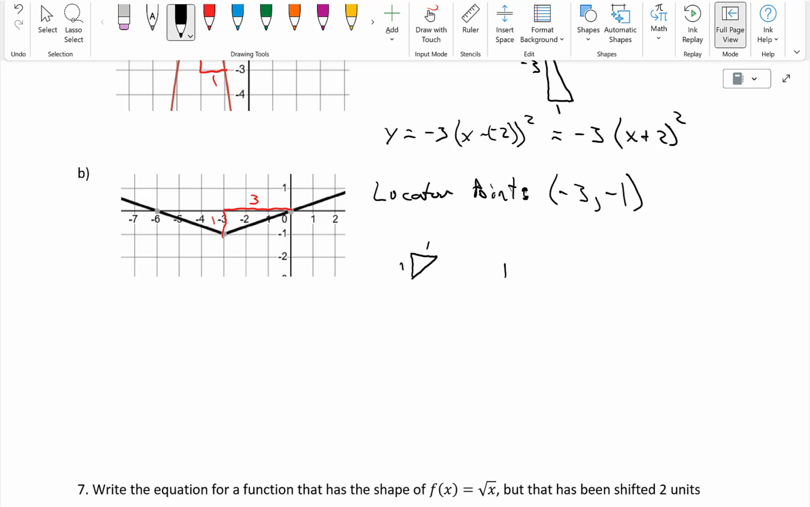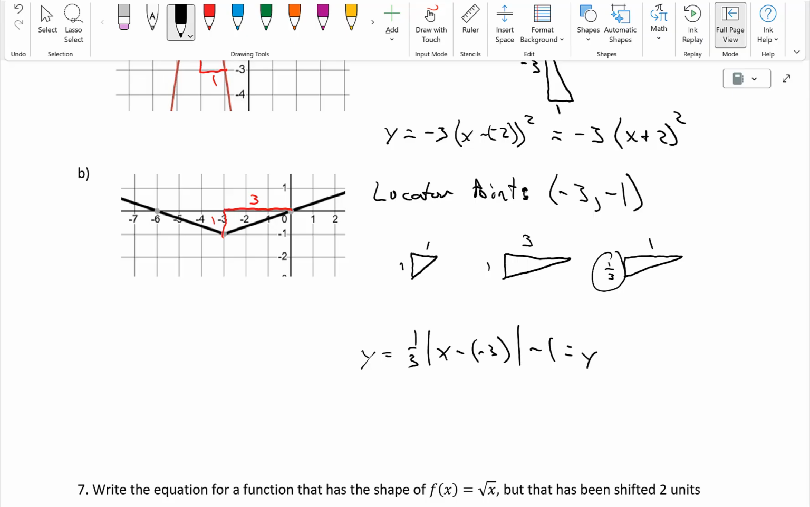And we could put something inside, or we can just think back to the ratios with those similar triangles. If I divide both of those by 3, I'd have a 1/3 and a 1. So I've kind of moved my shift to that y value, and we're going to multiply by a 1/3. So we have y equals a 1/3 absolute value of x minus negative 3, minus 1, or y equals, don't need to rewrite it, but a 1/3 absolute value of x plus 3, minus 1.